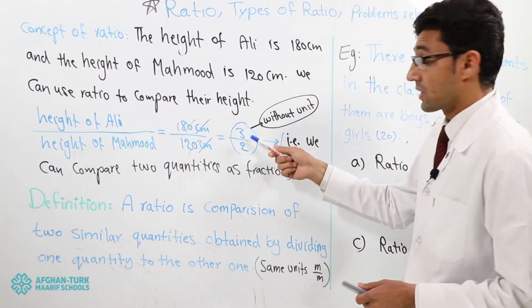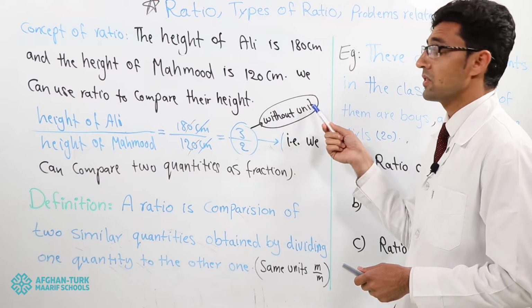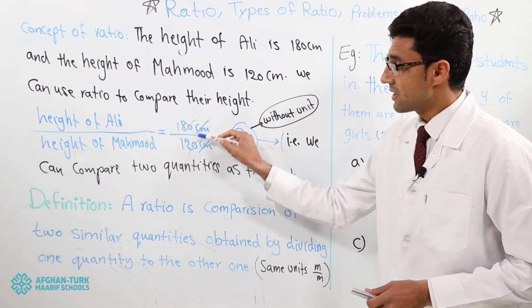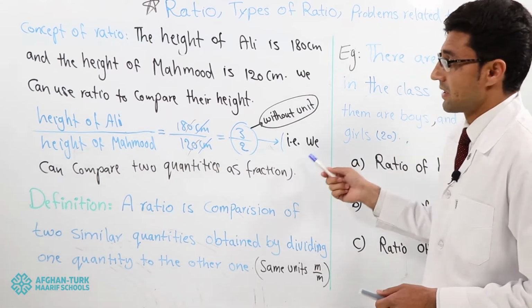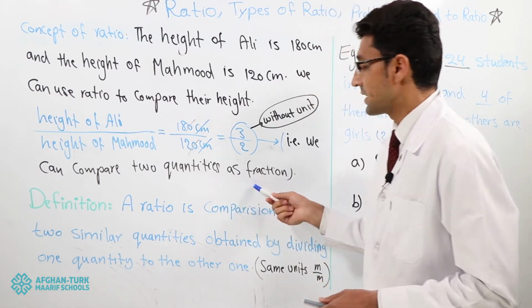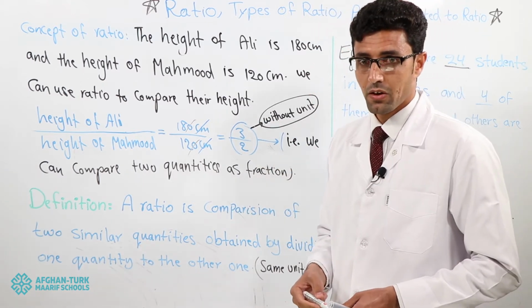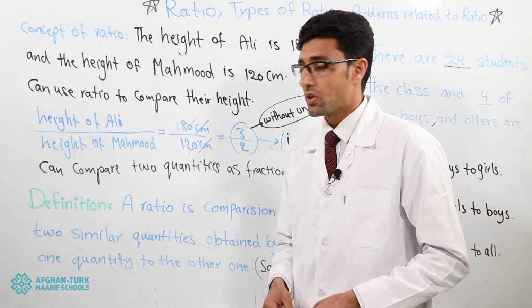So remember that a ratio is always without unit. Why? Because centimeter will be cancelled. It means we can compare two quantities as a fraction. What do you call this? Fraction. Okay? So let's understand the definition in short.